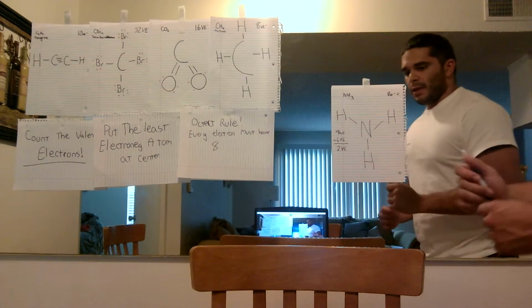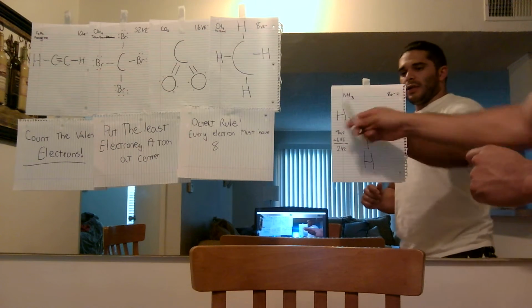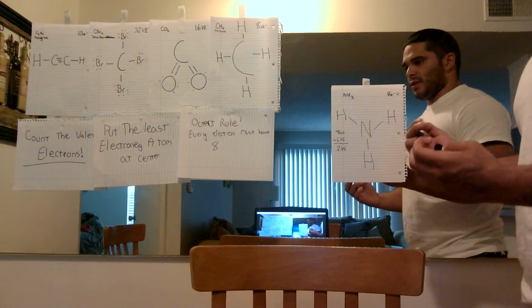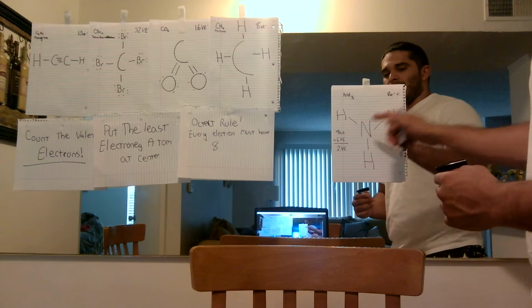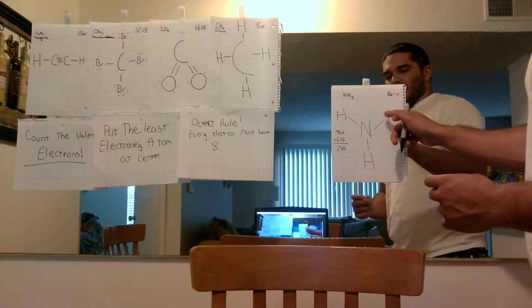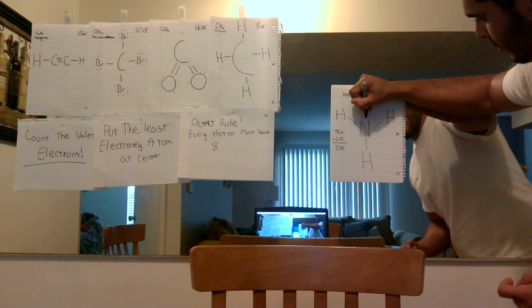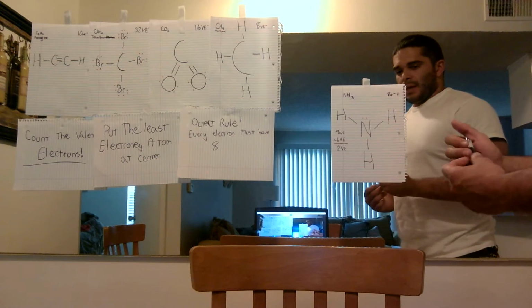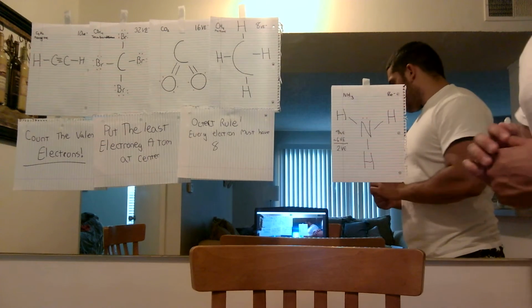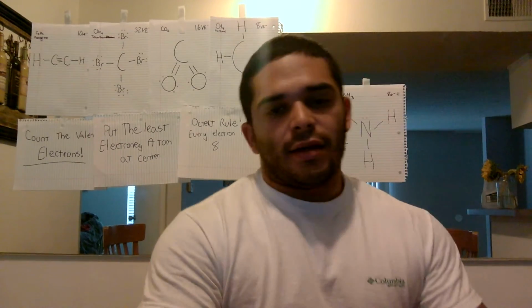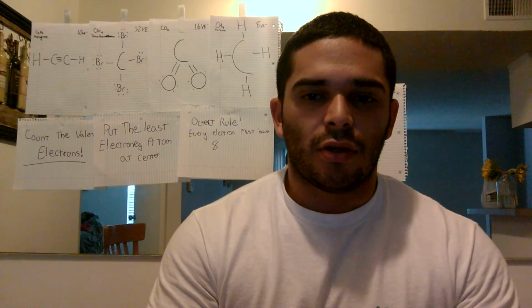Now hydrogen doesn't need any more electrons because it doesn't need to satisfy the octet rule, but nitrogen does. So it's connected here, so it has 2, 4, 6, and then we're going to put a lone pair of electrons up top. And that would make it satisfy the octet rule. And that is, in a nutshell, how you would draw Lewis structures.